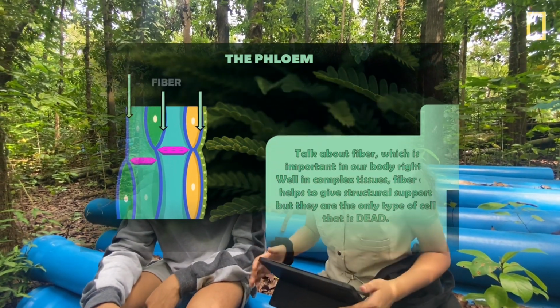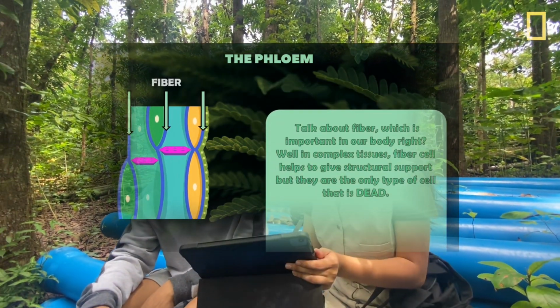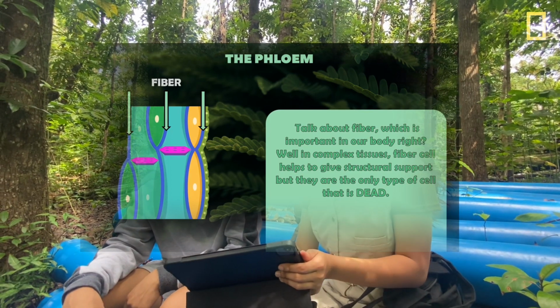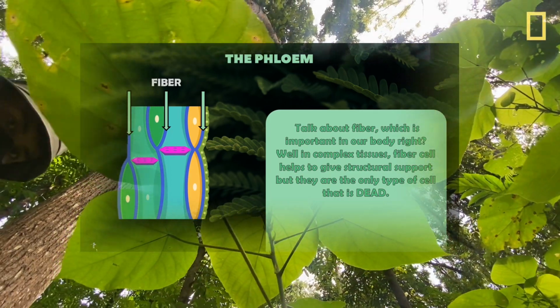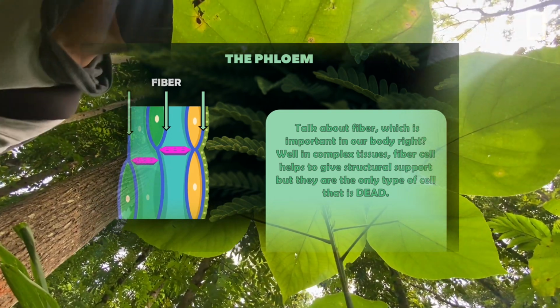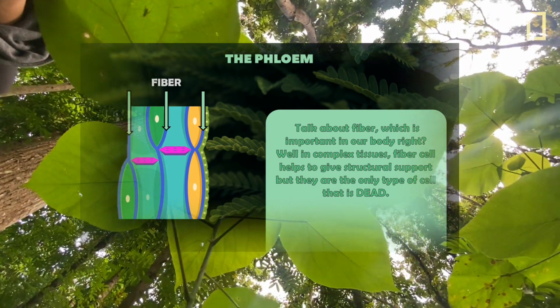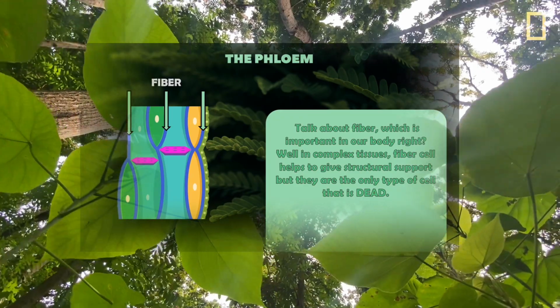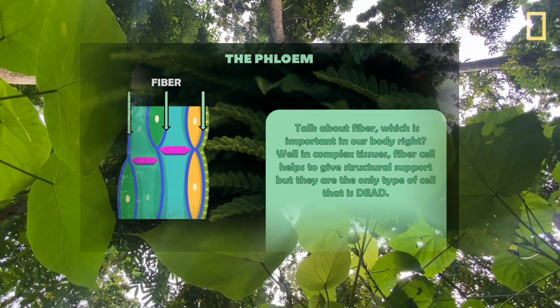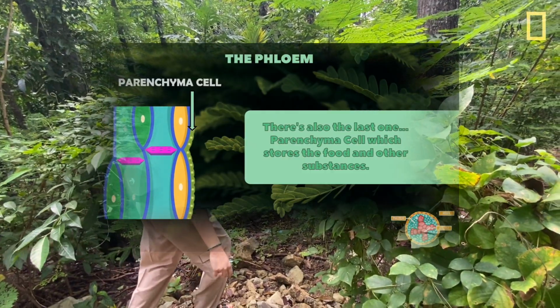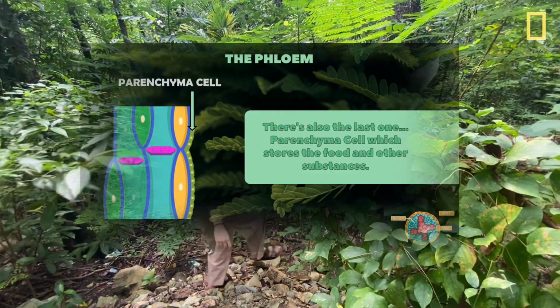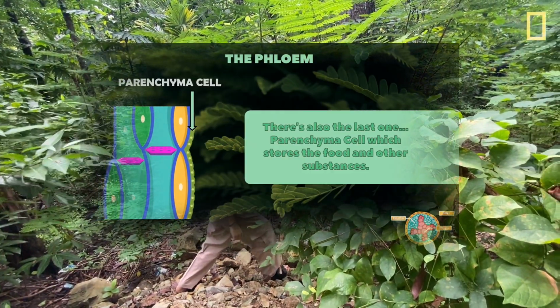Talking about the fiber, which is important in our body, right? Well, in complex tissues, fiber cells help to give structural support, but they are the only type of cell that is dead. There's also the last one, the parenchyma cell, which stores the food and other substances.